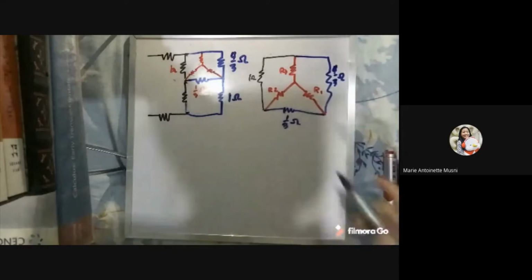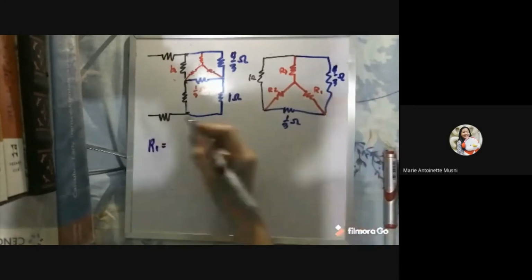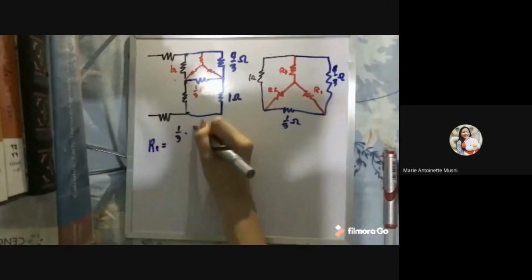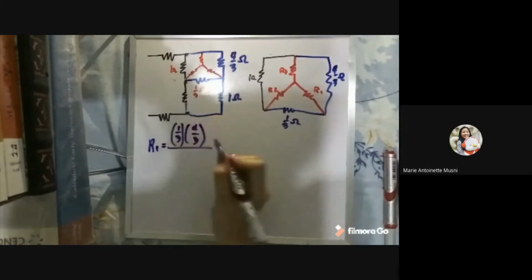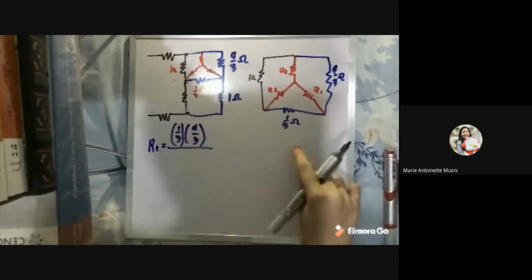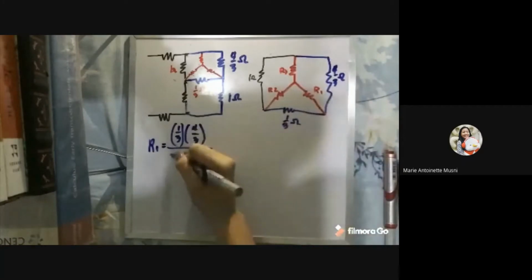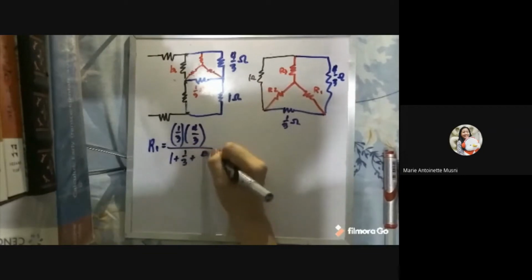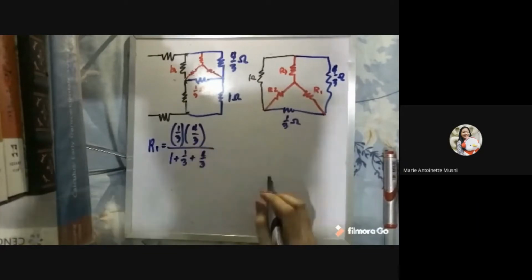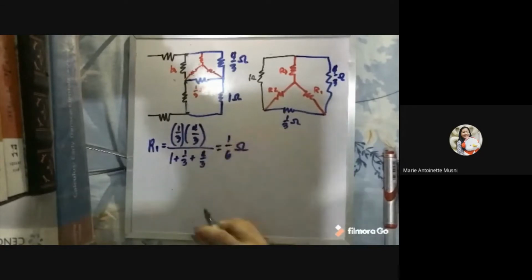So for R1, that's adjacent times adjacent, 1/3 times 4/3. Okay, let's just draw parentheses so that it's clear. And all over the sum of the resistances around the Y connection, so that's 1 plus 1/3 plus 4/3. In calculating this, we get a value of 1/6 ohms.